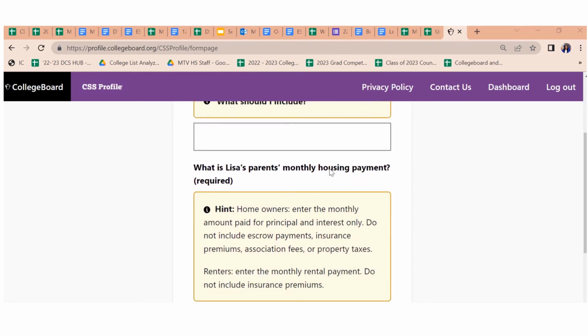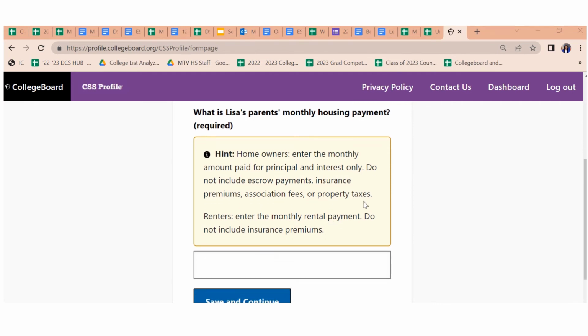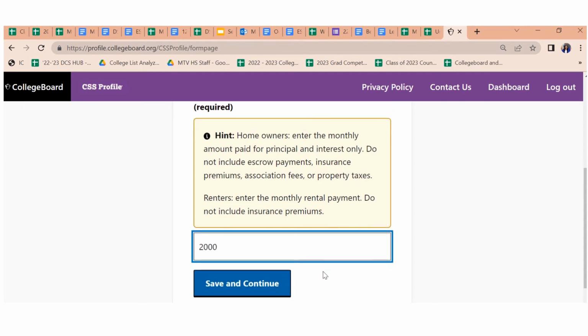And then this next question is required, and it is just entering what is the student's parents' monthly housing payment. So what are you paying each month towards your mortgage? And this is, again, just taking into account principal and interest, not property taxes or anything like that. So you'll enter the amount that you as the parents pay each month towards your mortgage, and continue.